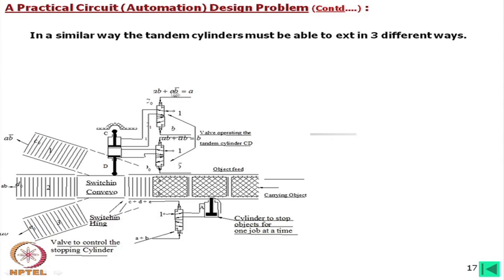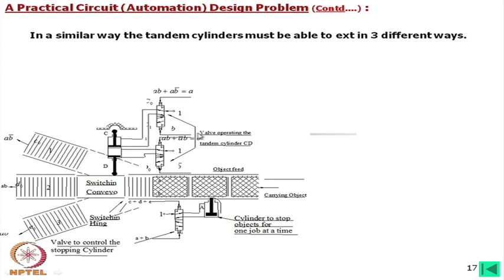If you look into this, A plus B is equal to A, in that case this signal is there, that means this is being retracted, and for that one A B plus A bar B is equal to B, in that case this is also retracted. So that means this side is extended and this side is not extended. This is the middle position only, and when this is retracted and this is also retracted, then we are getting this position. Whereas, if these two cylinders are fully extended, we are then getting this position.